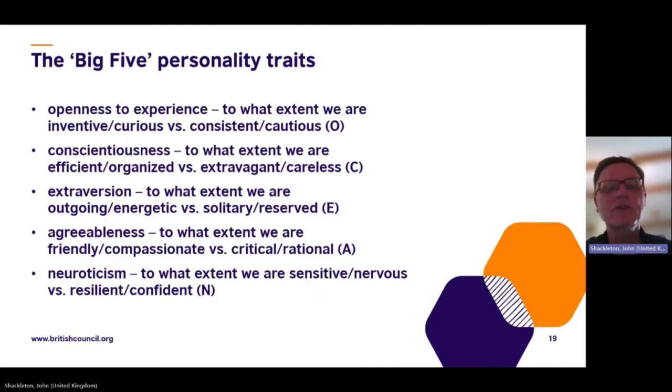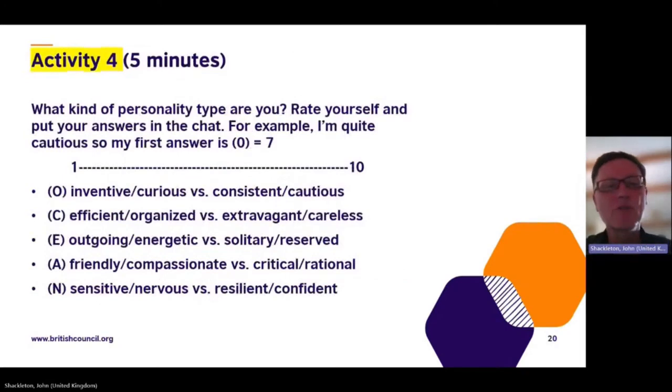So that's a very quick run through that very controversial topic of personality, but I think it's important to talk about it, and I think it's important to have a position on it. And what I'd like you to do now is to think about those five: openness, conscientiousness, extroversion, agreeableness, and neuroticism, and think about where you fit on that spectrum.